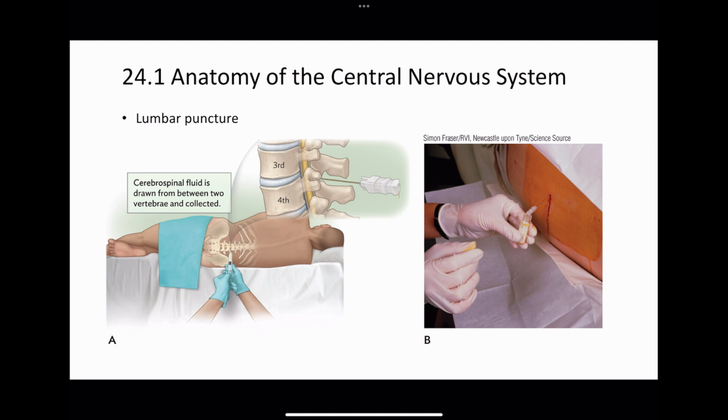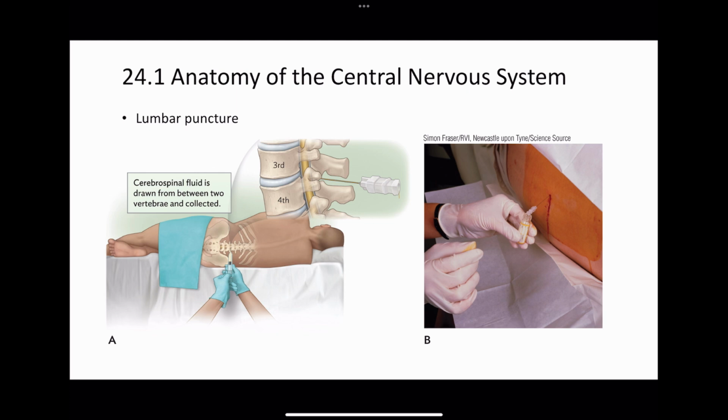These images represent a lumbar puncture, also known as a spinal tap. The lumbar puncture is performed when a person is suspected of having a central nervous system infection. When a person has a CNS infection, a sample of their cerebrospinal fluid will be removed, which allows doctors to analyze it in a lab so they can diagnose the condition.